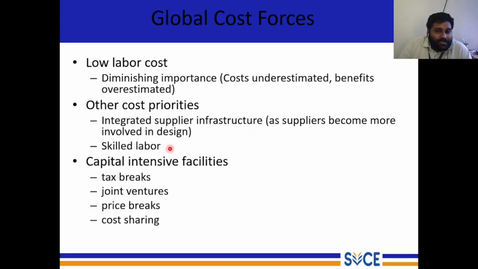Skilled labor is one of the major needs. Capital intensive facilities, for example tax breaks and joint ventures, are one of the key aspects. Price breaks and cost sharing.